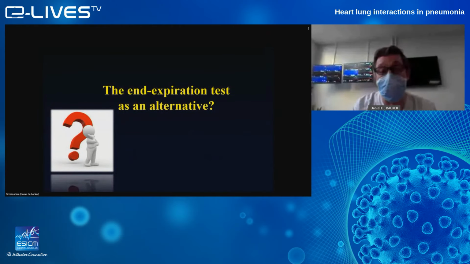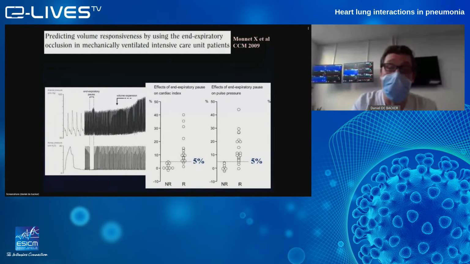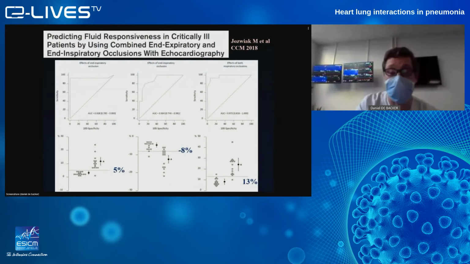Is the end-expiration test an alternative? Well, this can, of course, by doing a pause, an expiration pause, we can see that there could be an increase in stroke volume detected by different ways. Here it was mostly the aortic Doppler that was used, and by some changes here during the pause, it can identify responders to fluid in these conditions.